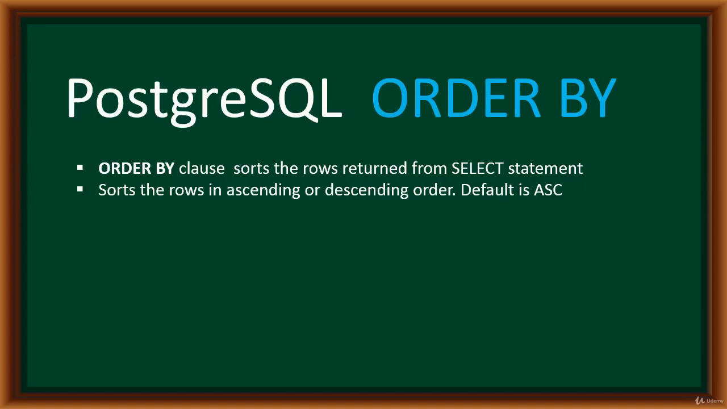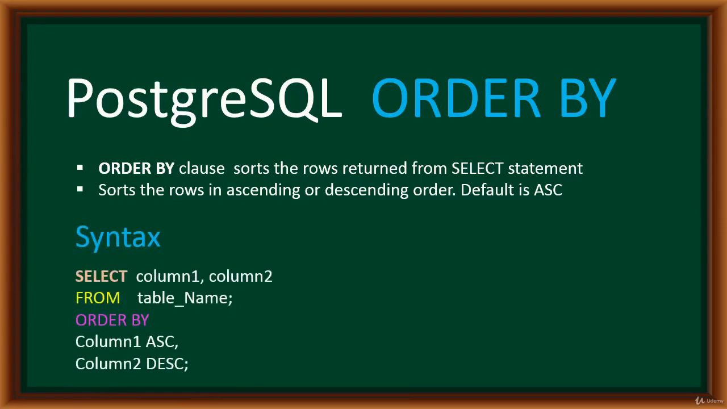By the way in which the order is returned or sorted. By default, it is sorted in ascending order, but you can change that by specifying your preference inside a select statement. So let's look at the syntax. This is how you would include an order by clause inside your select statement in order to sort the data that is returned from the query in a particular order.